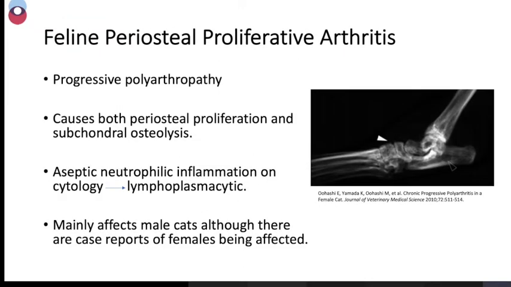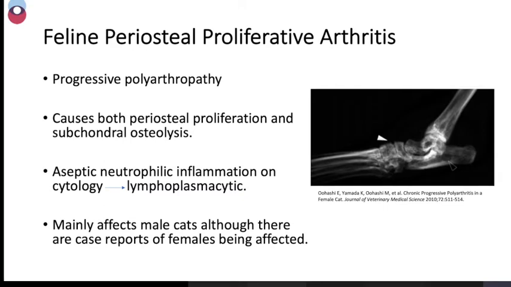And finally, of the erosive polyarthropathies, there's feline periosteal proliferative arthritis, which is similar to the other two that we've talked about. And you get this pattern of periosteal proliferation and subchondral osteolysis. And similarly to our other immune-mediated polyarthropathies, it causes an aseptic neutrophilic inflammation on cytology, and that can progress to lymphoplasmacytic inflammation in later stages. Typically, it's been reported to mainly affect male cats, although there are case reports of female cats being affected as well. And actually, the picture on the right is from a case report of a female cat being affected.